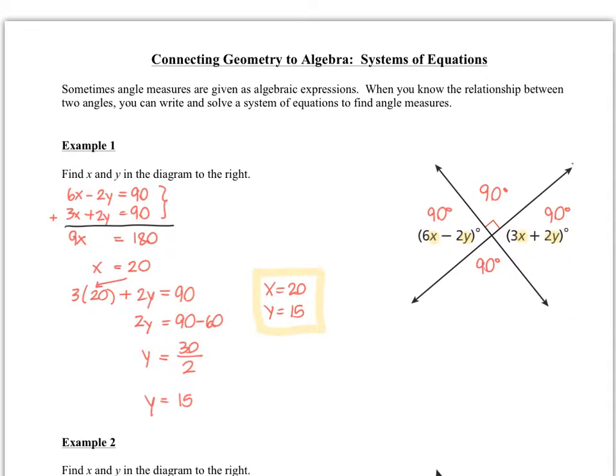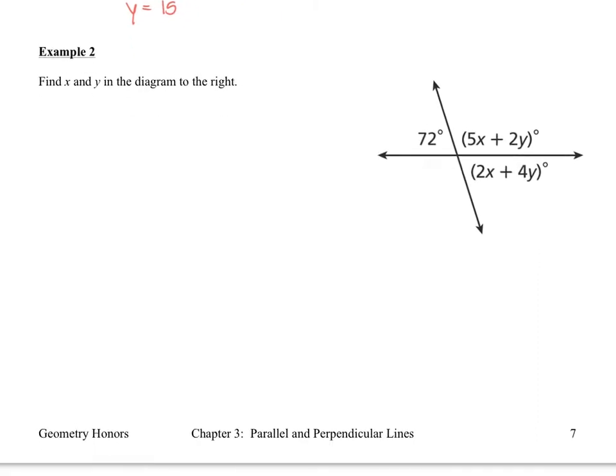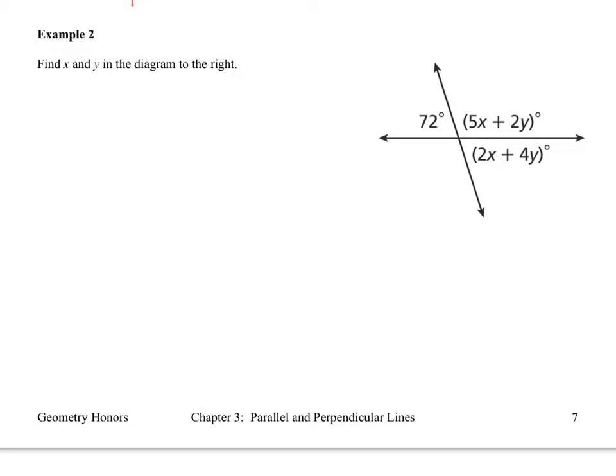And now we're ready to look at example 2. So in example 2, we have a different setup. This time, notice what we've got. We have a linear pair, and, well, we have two linear pairs. We also have vertical angles. The vertical angles allow us to set up the first equation. 2x plus 4y is equal to 72.